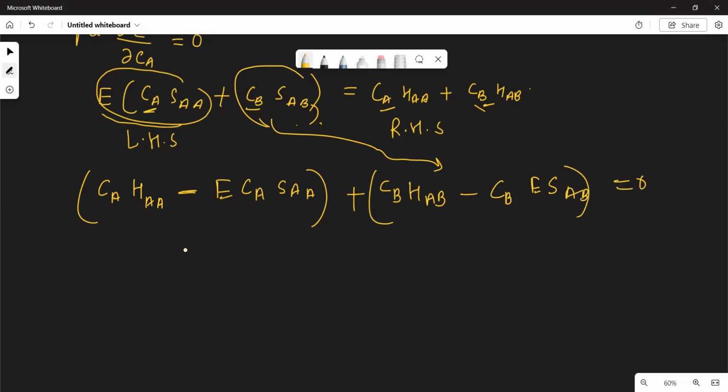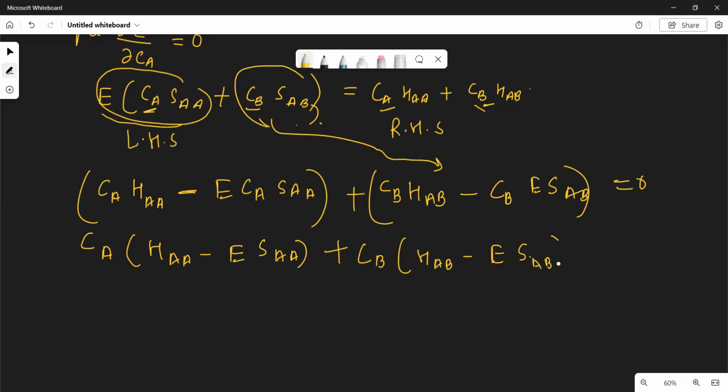Now you can see in this first term CA is common, so we are left with, in the bracket, HAA minus ESAA. Similarly here, CB is common, HAB minus ESAB. So now you can see this is the first equation that we have derived.